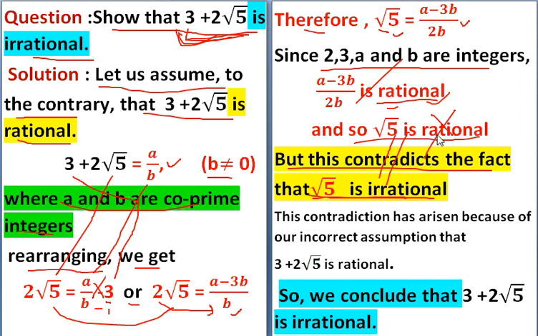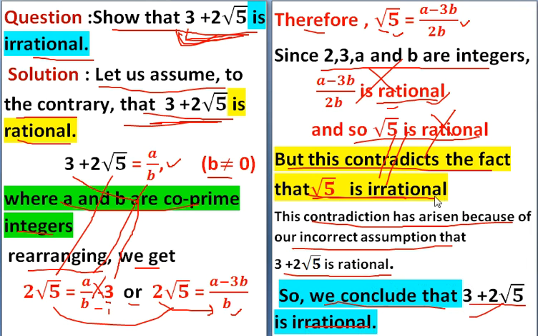If root 5 being rational is not right, then a minus 3b by 2b being rational is not right. Hence our assumption is wrong. This contradiction has arisen because of the incorrect assumption that 3 plus 2 root 5 is rational. So we conclude that 3 plus 2 root 5 is irrational.